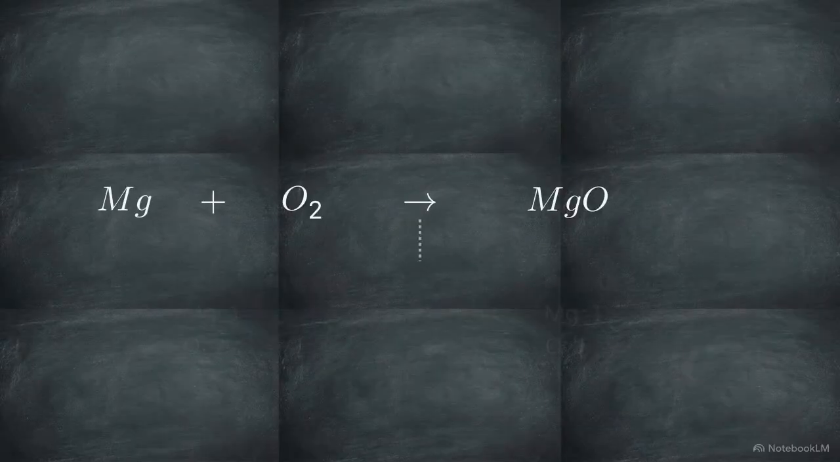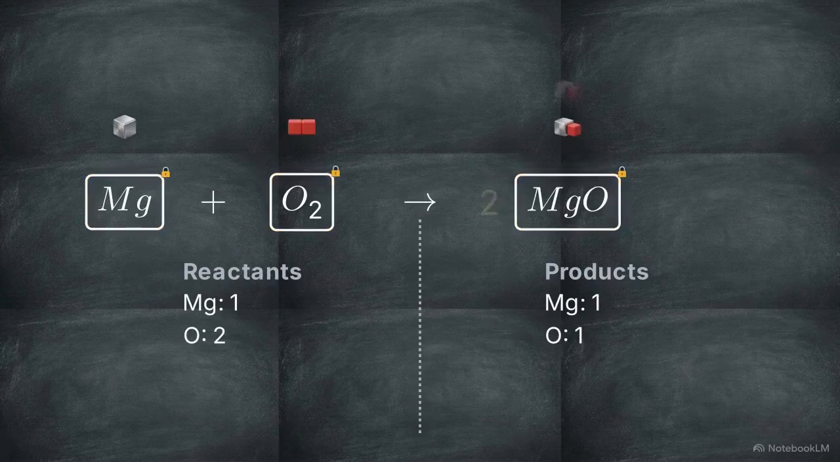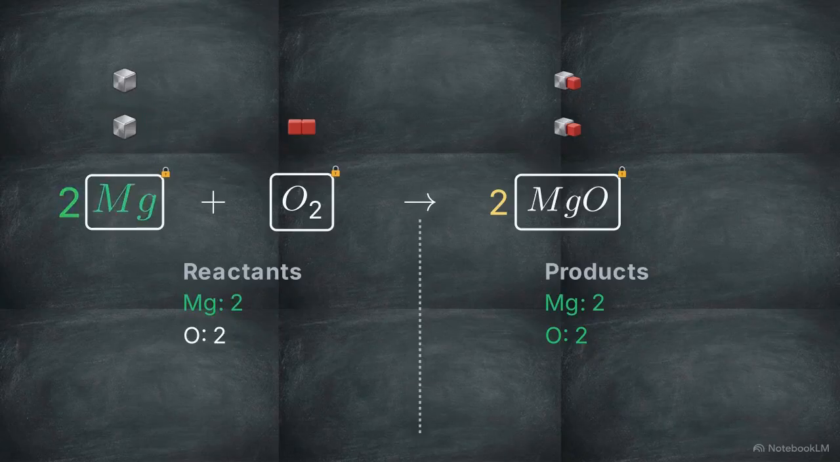With the hit and trial method, we draw rigid boxes around Mg, O2, and MgO. We can only add whole boxes. Adding a second MgO balances oxygen, but unbalances magnesium. Adding a second Mg to the left fixes this. 2 Mg plus O2 yields 2 MgO.